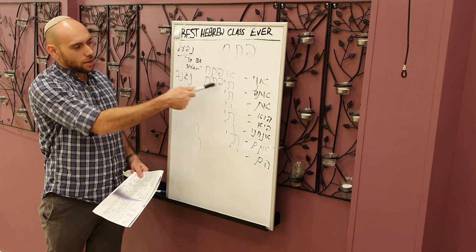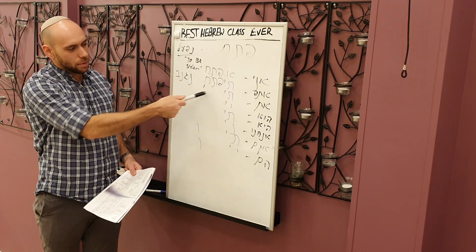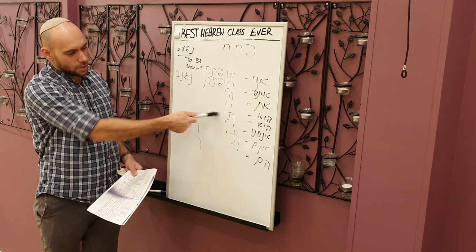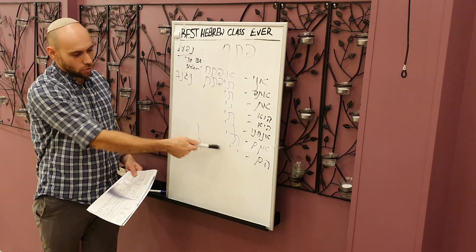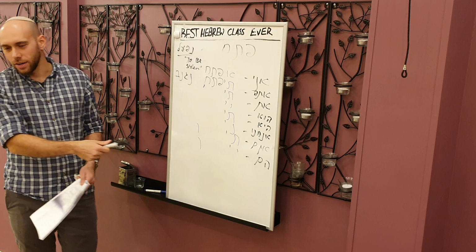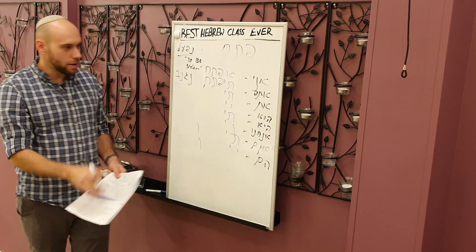It's easy. Look, epatach, right? Tipatach, tipatchi, yipatach, tipatach, nipatach, tipatchu, yipatchu. Right? You see the pattern. It's such a clear pattern.